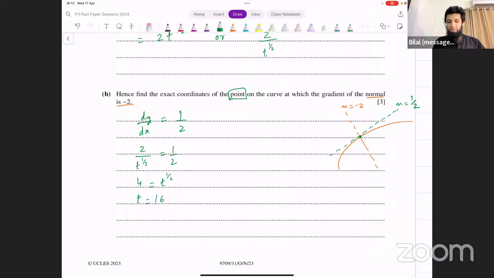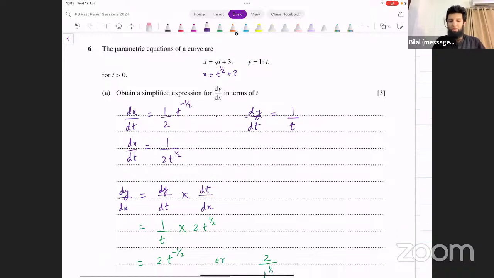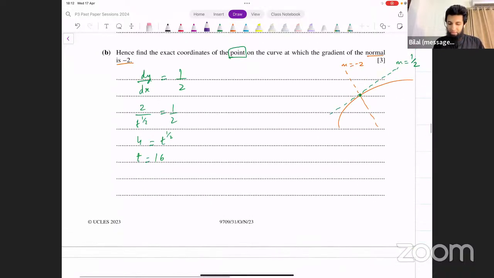Now they were looking for the exact coordinates of the point. Coordinates means the values of x and y. You have found the value of t at that point. Now you know that x equals this and y equals this. You can use that to find the values of x and y. x equals under root t plus 3 and y equals ln of t. Just input this value of t inside these two functions and see what you get.